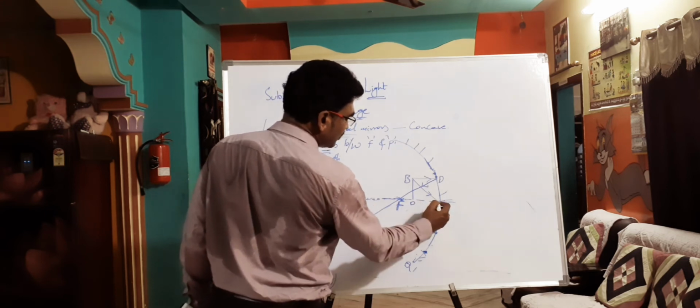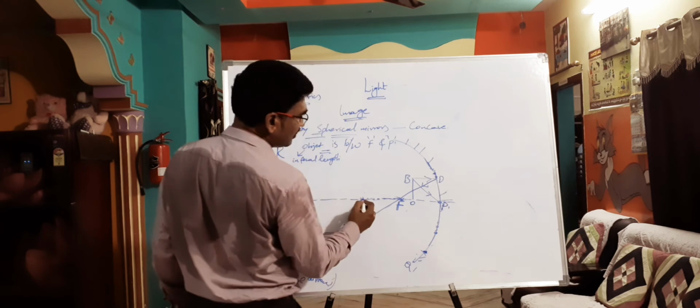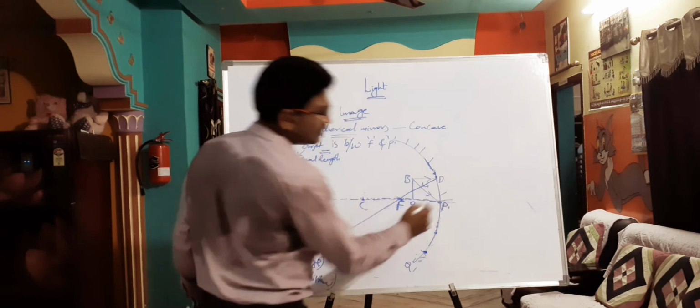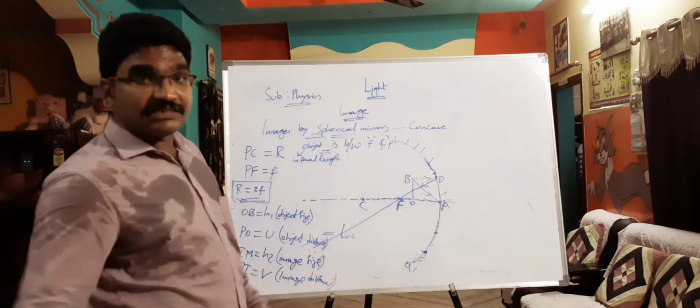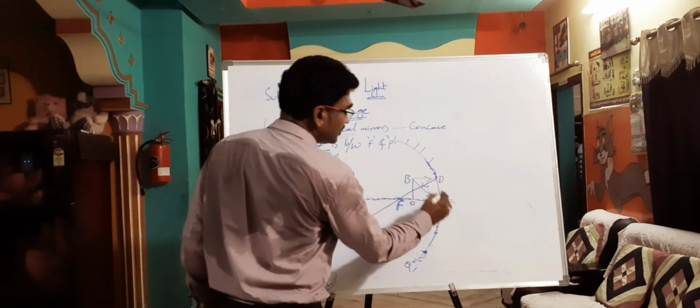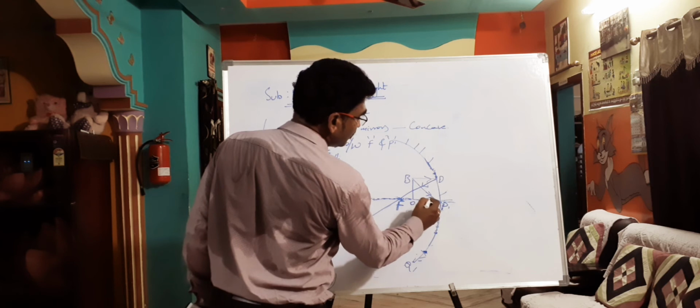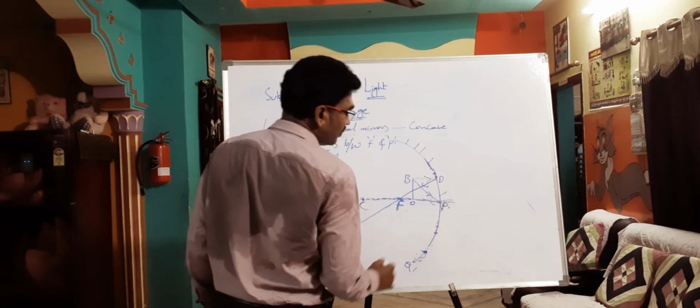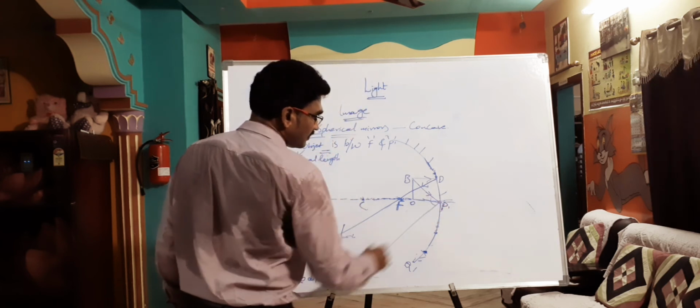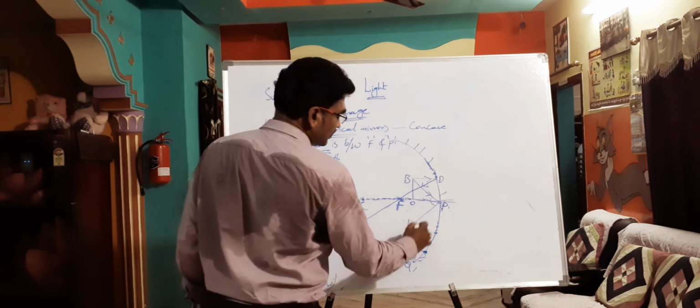Then what do you have to do? At the point of incidence, draw the normal. From the center, the principal axis is going to be the normal for that incident ray. This is the angle of incidence, because this is the incident ray and this is the normal. Then you will take the angle of reflection and draw the reflected ray. Now this is the reflected ray.